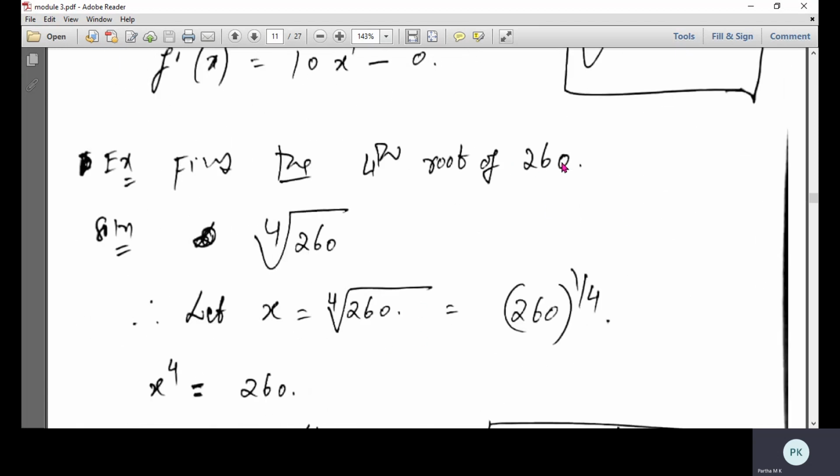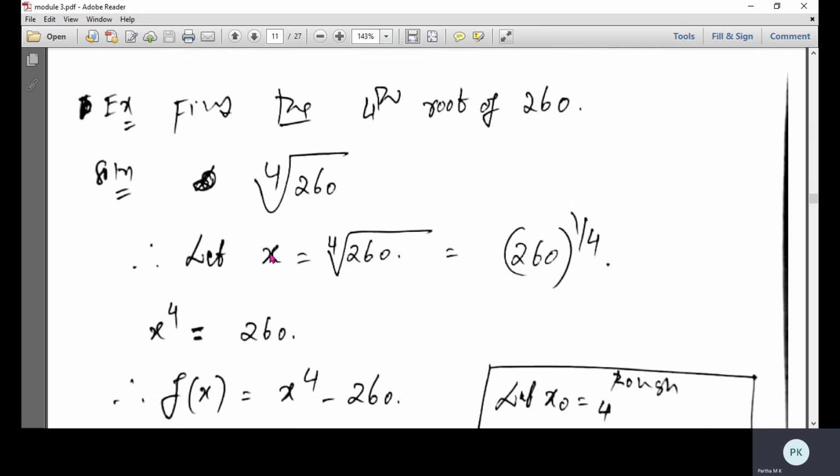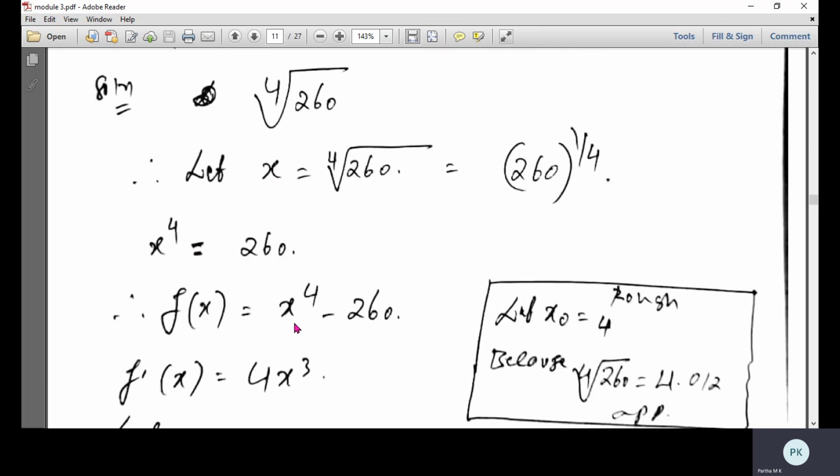Now for example, find the 4th root of 260. Call this number as x. So 260 to the power 1 by 4. Now, because 4 is here, raise it to the power 4. x to the power 4 is equal to 260.